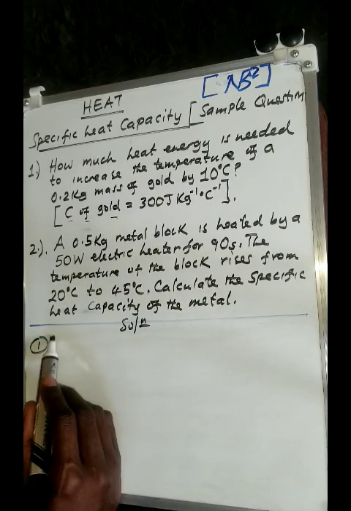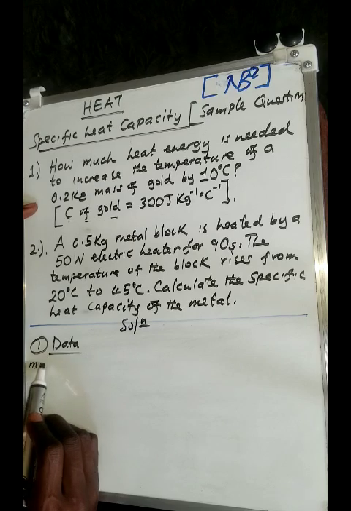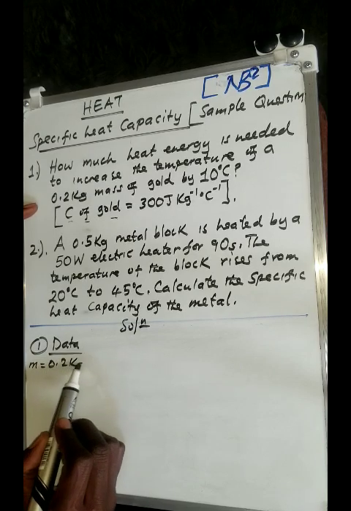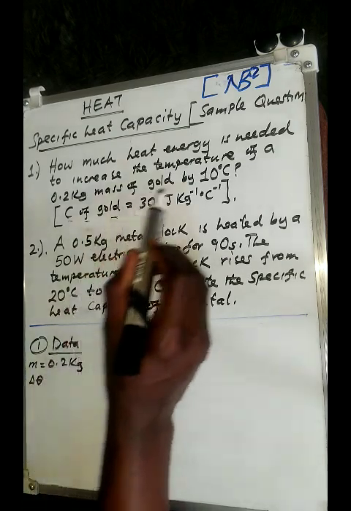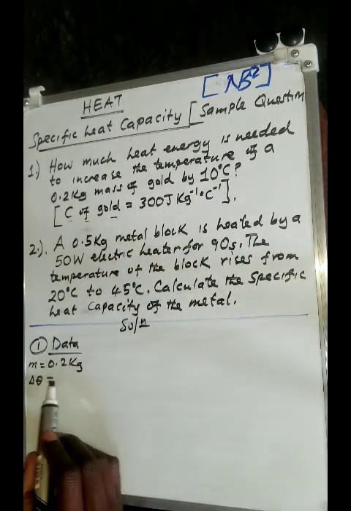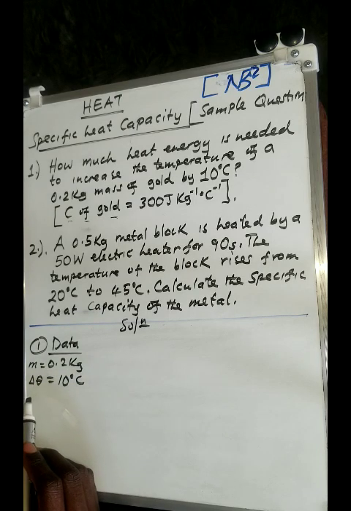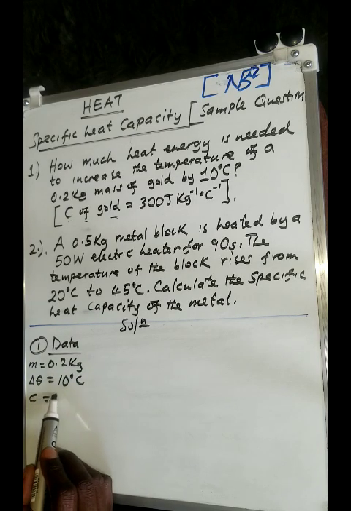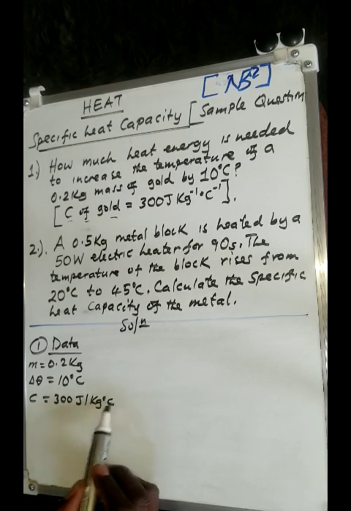So what is the information that we have been given there? So the data, the mass, they have given us, it is 0.2 kg. Then if you look at the change in temperature, they say the mass of gold by 10 degrees. So the change in temperature is 10 degrees Celsius. And the specific heat capacity is 300 joule per kg degrees Celsius.